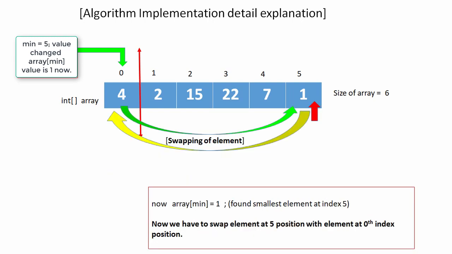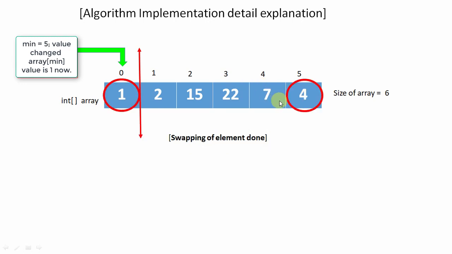Once we found the smallest element, we have to swap the element in the unsorted array. Okay, so we found our very smallest element, and 1 will go at the 0 place and 4 will come to the 5th place. So the swapping will happen. Okay, you can see I have given array[min] value is 1. We found the smallest element at index 5. Now we have to swap the element at the 5th position with the element at the 0th index position. Okay, so swapping will occur and 1 will come to the 0th index and 4 will reach the 5th index. Let me show the next slide.